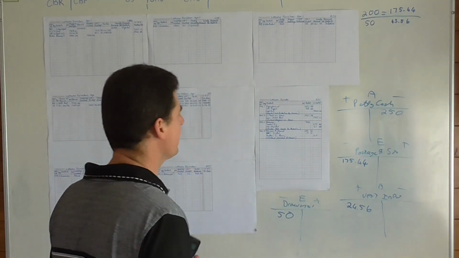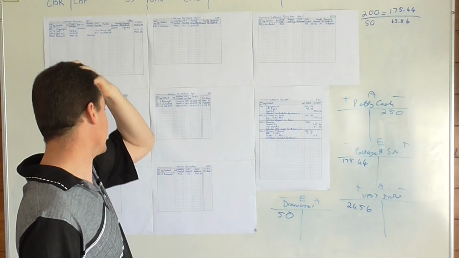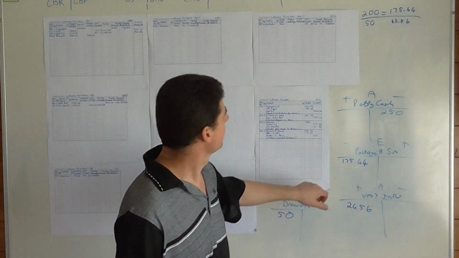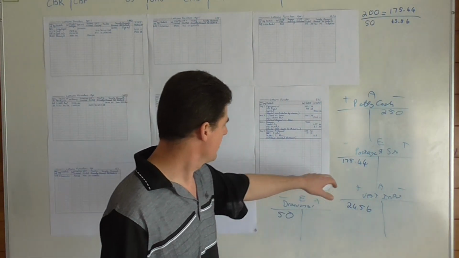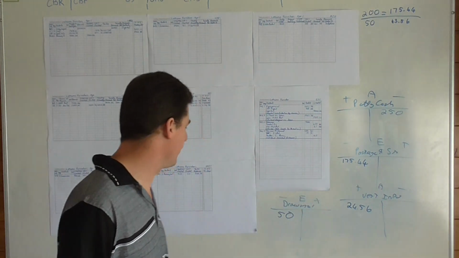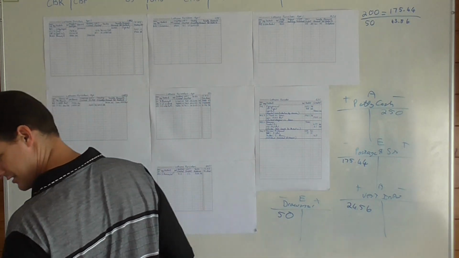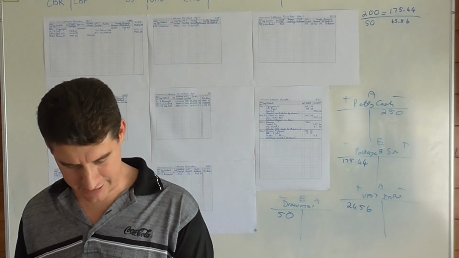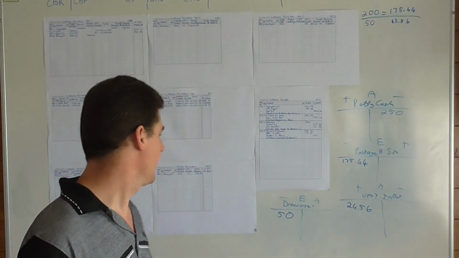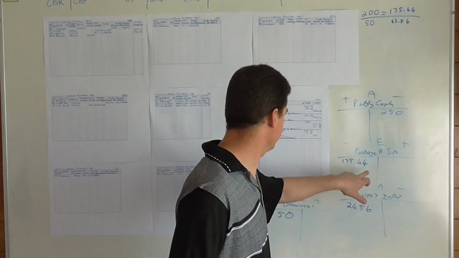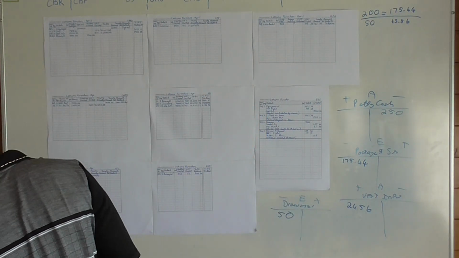Okay, so this one is simple. First of all, we did spend the 250 rand in petty cash. Then the postage and stationery will be 175.44. Drawings was the 50 rand. I just want to double check something. Sorry, guys. And then the VAT amount will be that one, minus that one, minus that one. That gives you 24.56.